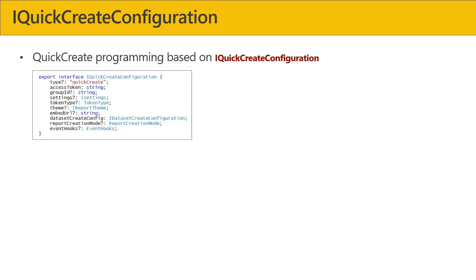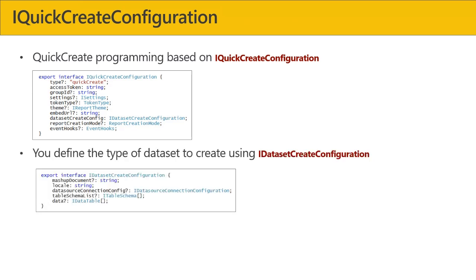So I'm going to be programming with TypeScript, and as I said, you could program with JavaScript if you wanted, but everything about this API that we're using, the Power BI JavaScript API, is TypeScript enabled. So there is a quick create configuration, and it's just like the other embed configurations you might have used. And within that, now we have something new. We have a dataset create configuration object that has a mashup document. What the heck is that? That's code for an M query.